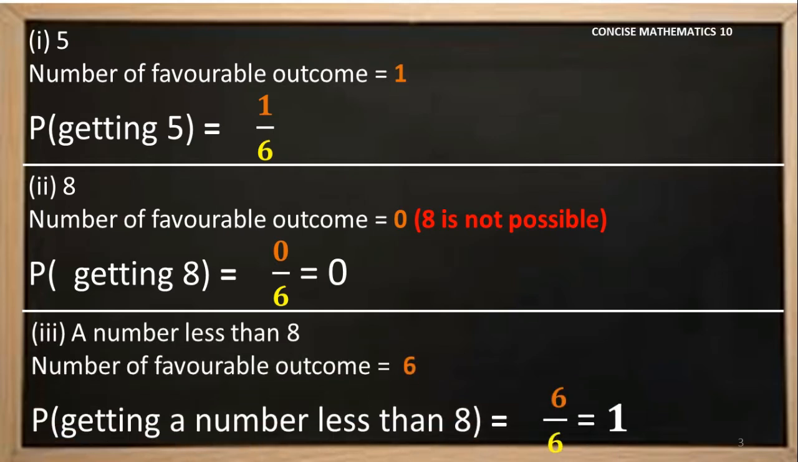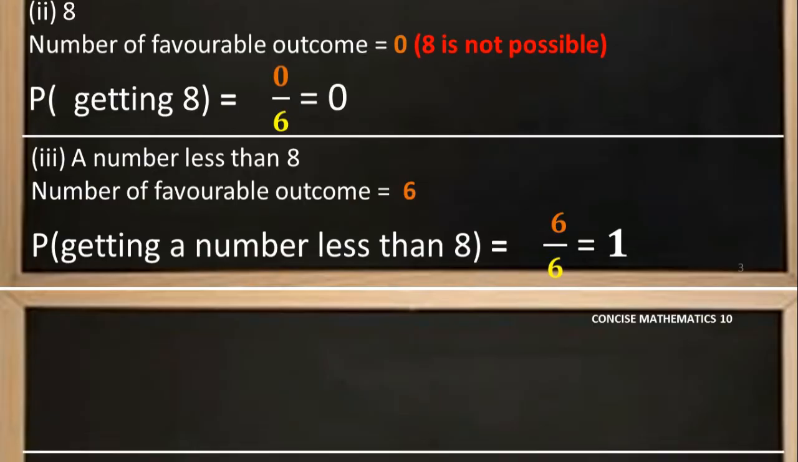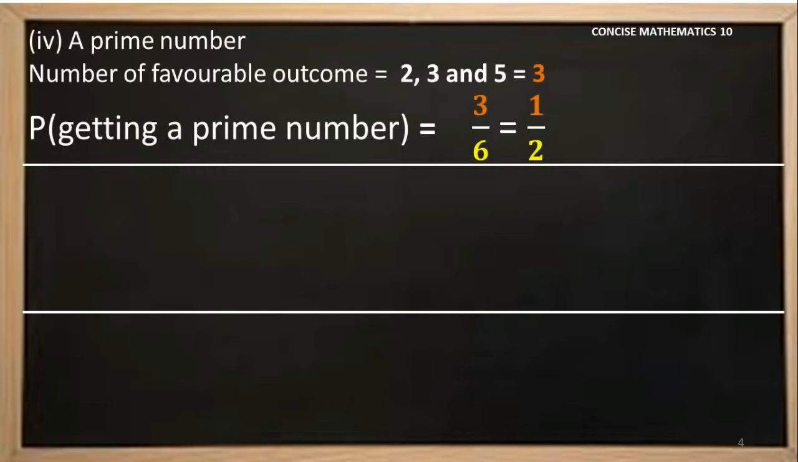And the third sub question is a number less than 8. All the numbers marked on the dice, 1 to 6, are less than 8. Hence the number of favorable outcomes is equal to 6. The probability will be 6 by 6, which is equal to 1. And the fourth sub question is a prime number. Among 1 to 6, which are the prime numbers? 2, 3 and 5. So there are 3 prime numbers. The probability is 3 by 6, which is equal to 1 by 2.